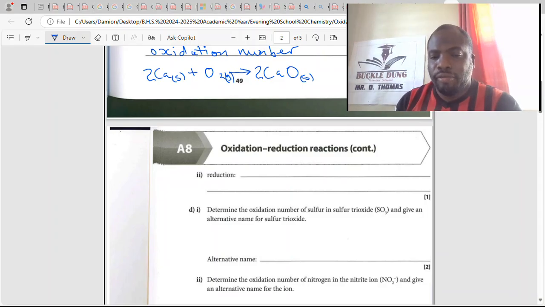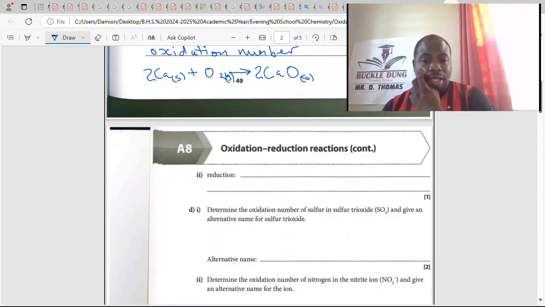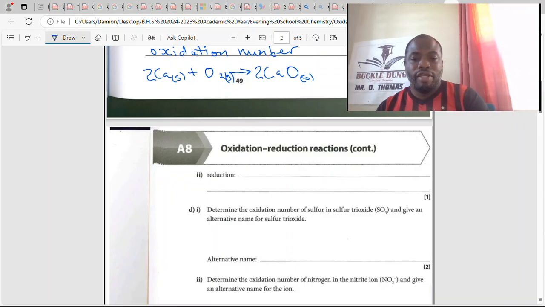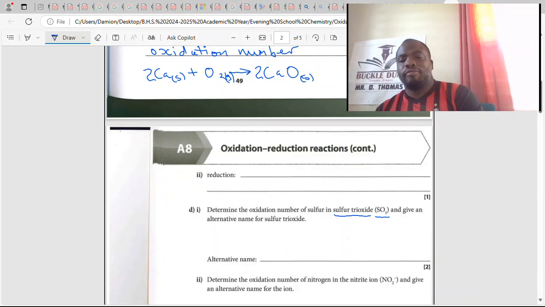Determine the oxidation number of sulfur. Remember we talk about Mr. Sulfur? Him and nitrogen and carbon, them love to give themselves problems. In sulfur trioxide, luckily they gave you this. What if they didn't give you that? Would you have been able to write the formula for this compound? What type of compound is this?